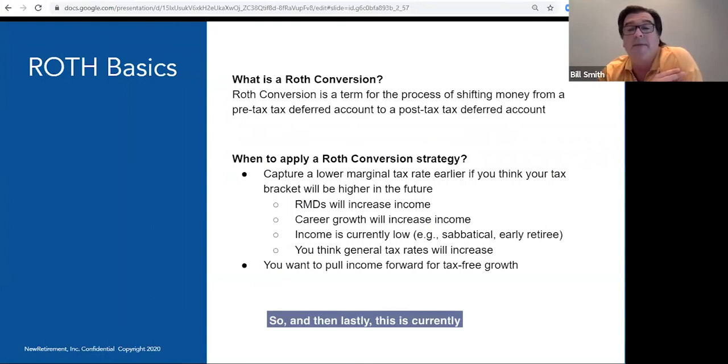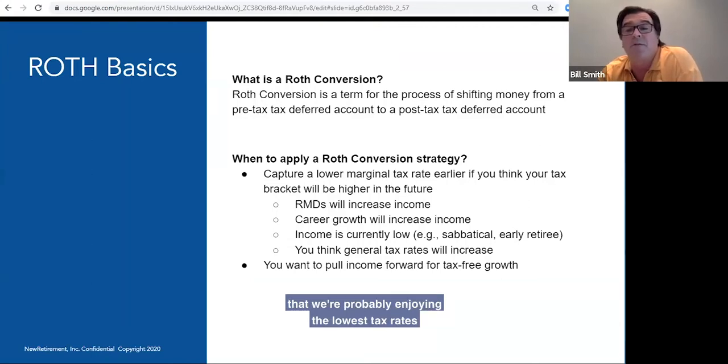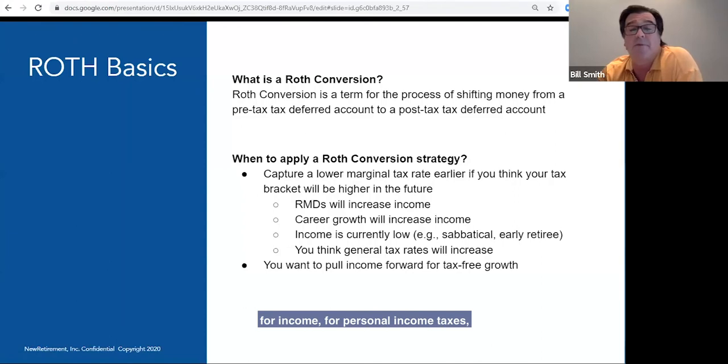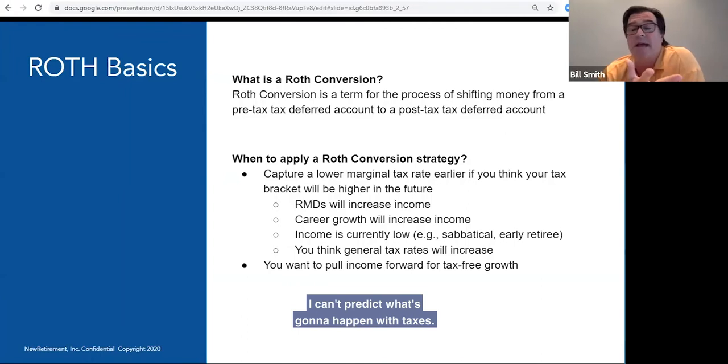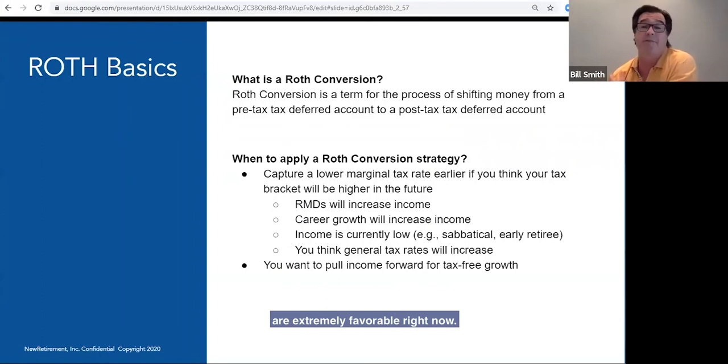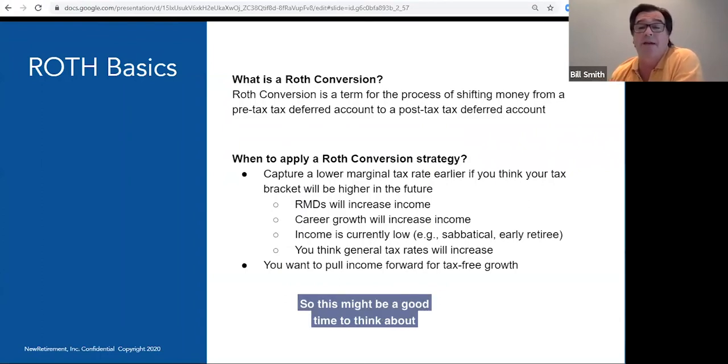So, and then lastly, currently we're in a tax environment and I don't want to get political here, but I think we can probably all agree that we're probably enjoying the lowest tax rates for personal income taxes that we may see during our lifetimes. I can't predict what's going to happen with taxes. Nobody can do that, but I think we can all agree that tax rates are extremely favorable right now. So this might be a good time to think about doing some Roth conversions. And again, you want to pull income forward for tax-free growth is what you're trying to do here. Okay, so next slide.